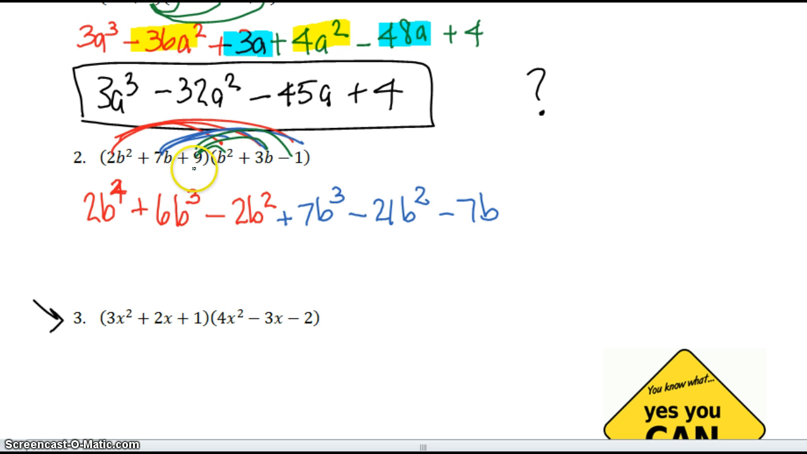Now with my green, 9 times b squared is 9b squared. 9 times 3b is 27b. Don't forget the b. And 9 times a negative 1 is negative 9. So if I didn't have highlighters at my fingertips, I might go through. I only have 1 b to the fourth, so that 2b to the fourth is going to be there. I only have 1 constant, so I know it's going to end with a negative 9.